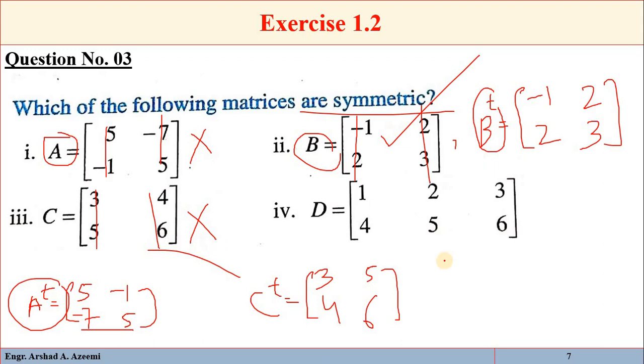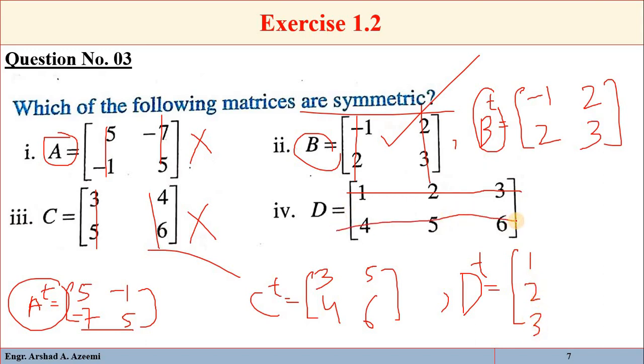Similarly, take the transpose of D. So D transpose will be equal to, convert this column into row, that will be 1, 2, 3, convert this row into column, that will be 4, 5, 6. Again the D matrix is not equal to its transpose, so this is also not a symmetric matrix. So only B is a symmetric matrix.